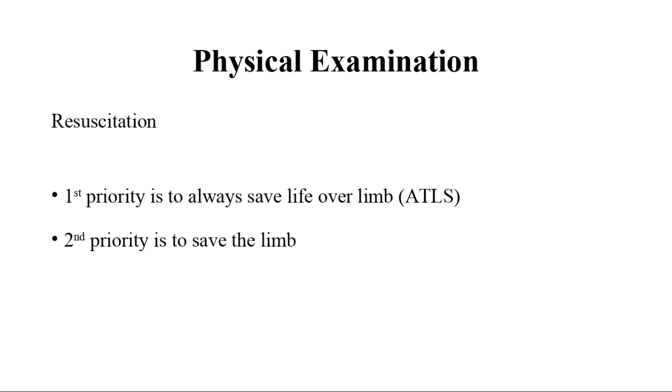Resuscitation of your patient. Resuscitation, life over limb, life over limb. So your ATLS protocol, that must always, always, always take priority. Life over limb. So please, before you say anything about the limb, you say, I need to identify and treat any life-threatening problems. Then you can go and address the limb.